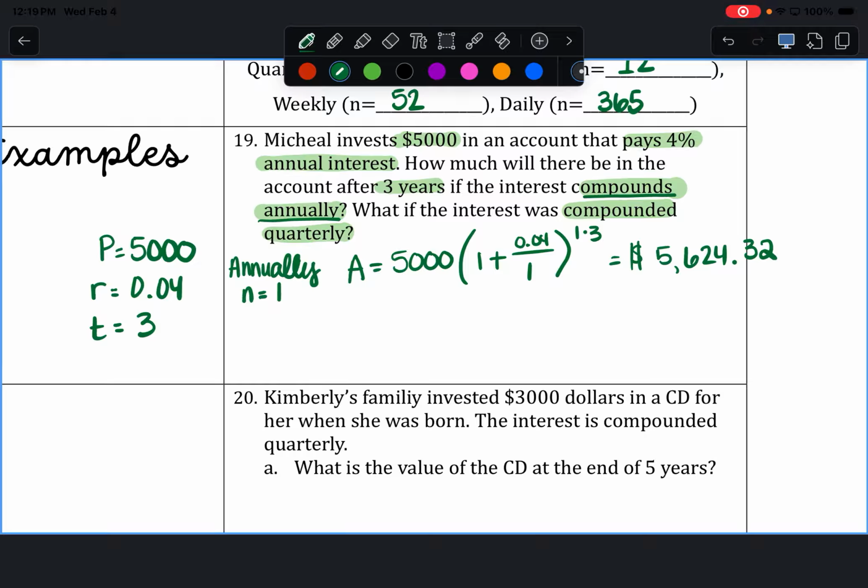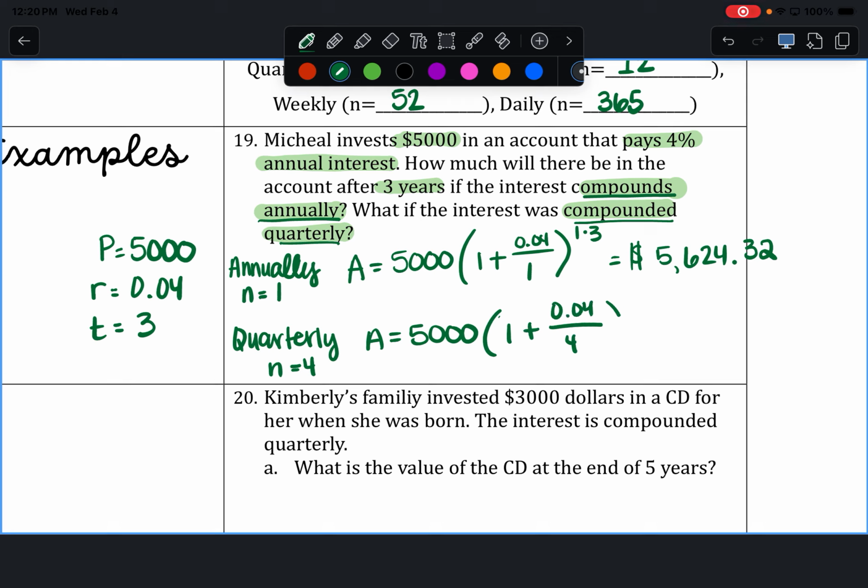All right. Now, we have to do the same thing, but this time it is getting compounded quarterly. If it is getting compounded quarterly, what is N? 4. So we start with the same equation, except instead of putting a 1 in there, we will change it so it's 0.04 divided by 4 raised to the power of 4 times 3. And check that in your calculator.